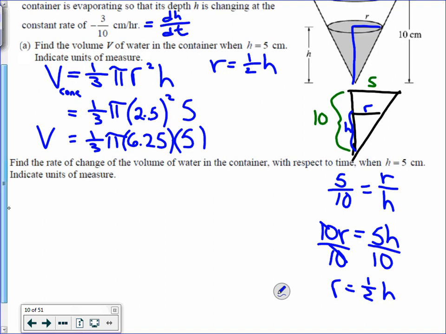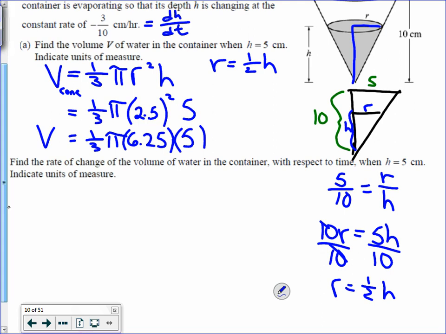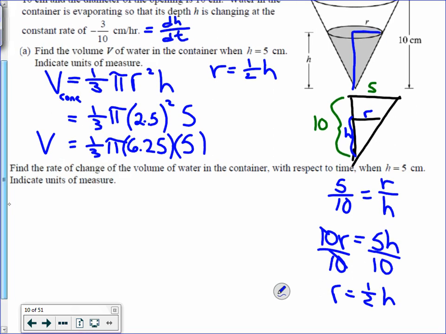All right. Oh, indicate units of measure. What do you think the units of volume would be in this problem? Centimeters cubed. Very nice. If you're measuring length in centimeters, then volume's going to be measured in cubic centimeters. Right, so that was just the idea.